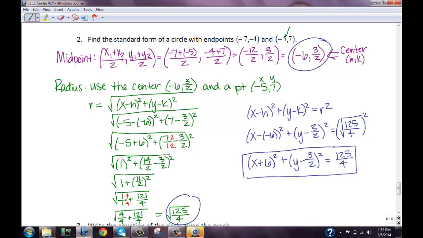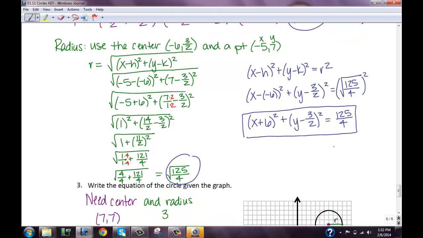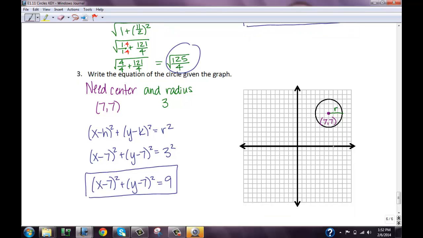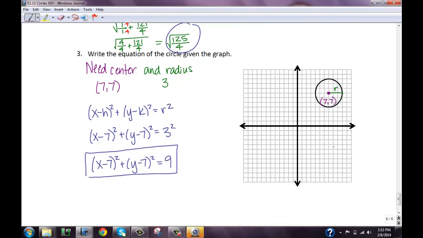Same process. Let's look at our last one, which hopefully was our easiest one. This one, they gave us the circle, and all we had to do was figure out the standard form. So in order to find the standard form of a circle, we have to know the center and the radius. So I go out to my circle, just figure out what my center point is, which here is 7, 7, and then I take that point out to the edge of my circle and count how many units it is from the center out to the edge of the circle, which here is a radius of 3.